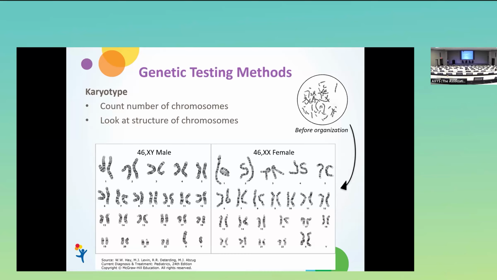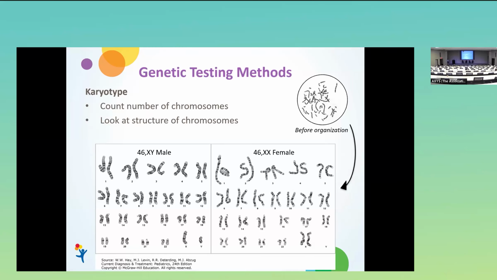If you look on the left, we have 46XY male. This is a result where we see that this individual has 2 copies of each chromosome, so 1 copy from each parent, and then 1 X chromosome and 1 Y chromosome. Right next to that, we have an example of a karyotype from a 46XX female. As you can see, we have 2 copies of each chromosome, 1 through 22, and then 2 copies of the X and 0 copies of the Y.